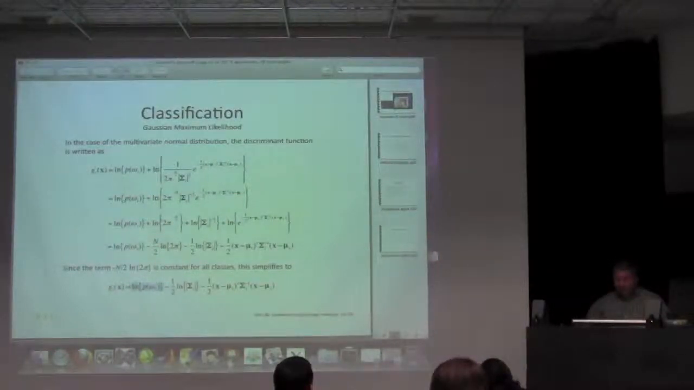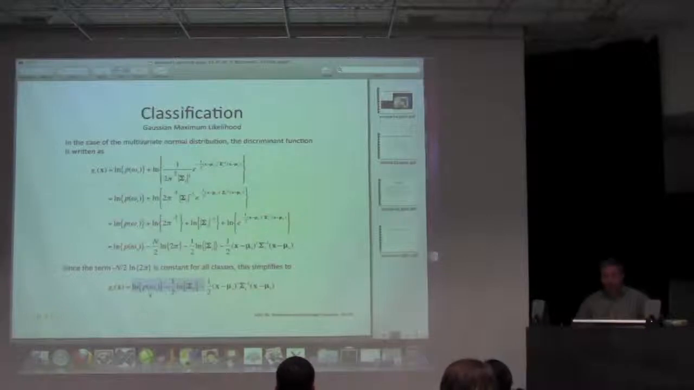Now, remember, we could have gotten rid of everything in blue there and just made our discriminant function be the Mahalanobis distance, if the prior probability was the same for all the classes. Then essentially it's not even there. Yeah, exactly.